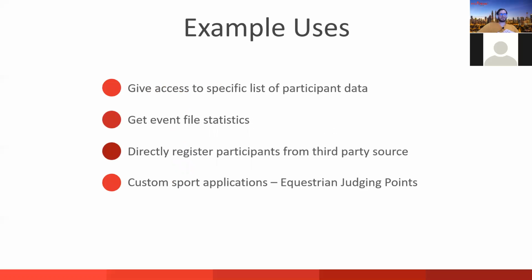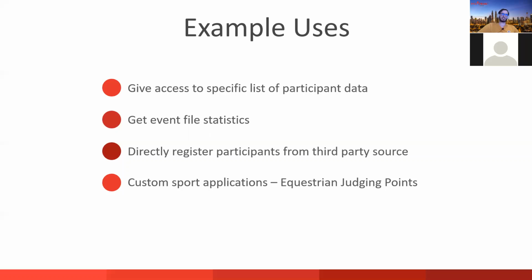Some example uses of APIs within Races.12. It may give access to a specific list of data. This may be for live TV, for example, if they want to have a leaderboard for live TV or something like that. You could get some event file statistics if your website or organizer wants to load some statistics from your event file. You could even insert participants. So if you are using your own registration, you could insert them via an API. And some custom applications as well.